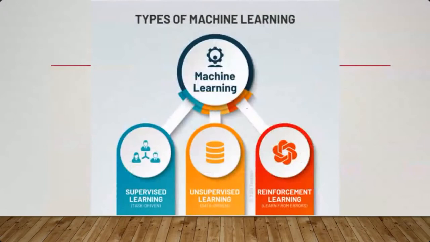So next we'll see some of the types in machine learning. Basically there are three types in machine learning. One is supervised learning, the second is unsupervised learning, and the third is reinforcement learning. Now we'll see them one by one.